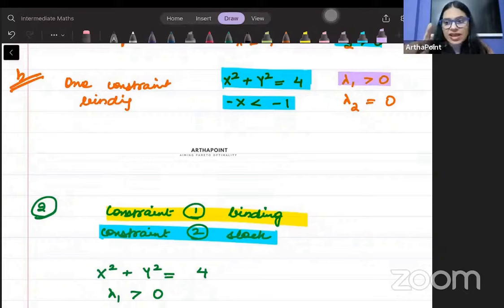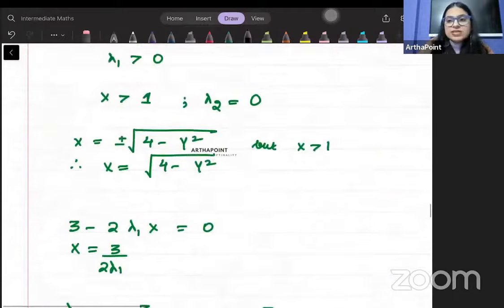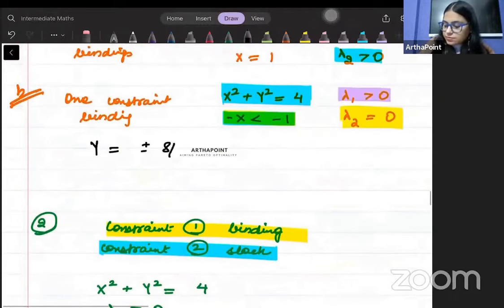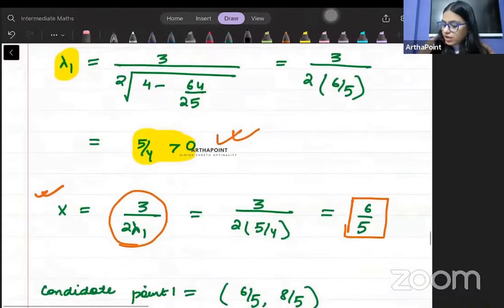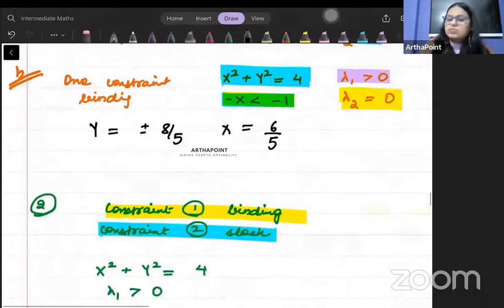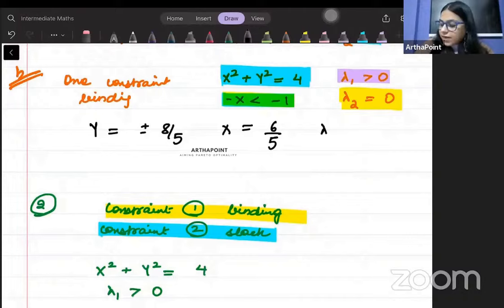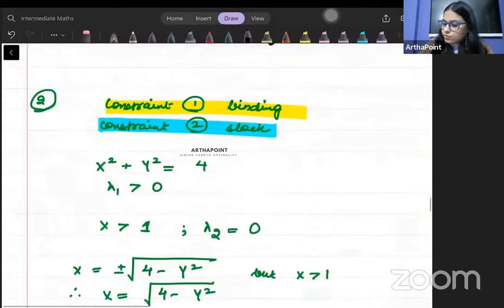और constraint 2 slack था. Slack मतलब कि minus x should be less than -1 आना चाहिए था and lambda 2 equal to 0 आना चाहिए था. Now, using these conditions, we found out कि y का value आ गया है ±8/5, और x का value I have got down as 6/5, and lambda 1 का value I have received as 5/4.